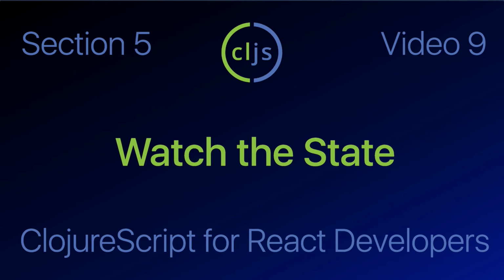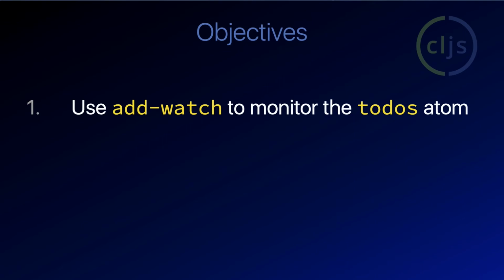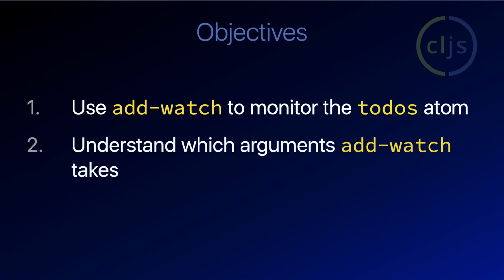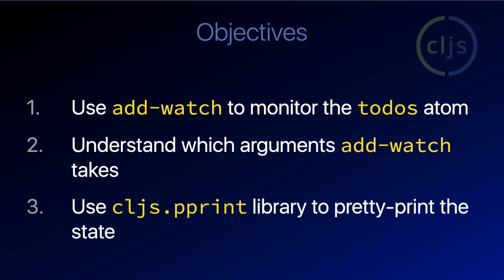Watch the state. The objectives of this video are to use the addWatch function so that we can print out when the to-do's atom changes. The addWatch function takes 4 arguments, which we will show. We will make use of the CLJS pprint library to print out changes to the to-do's atom in the Chrome Developer Console.